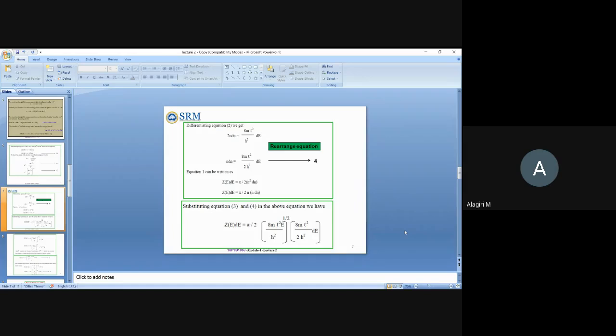We can write in the denominator 2 into 2 becomes what? 4. So we can write that pi divided by 4. The second term and the third term, the common term is which one? 8 m L square divided by h square. Okay, so the common term is which one? 8 m L square divided by h square.